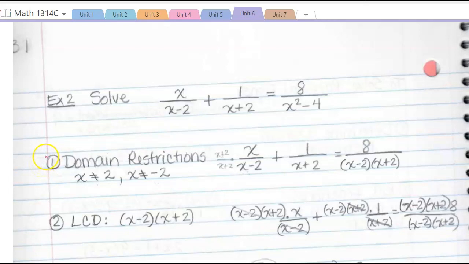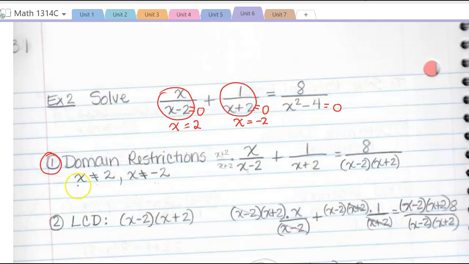Let's go down our steps. Our first step would be to find our domain restrictions. That means we look at every fraction and we set each of those denominators equal to 0, so that we know that x cannot equal 2, otherwise this fraction will be undefined. x cannot equal negative 2 because this fraction would be undefined. So you can see those two have been stated here.